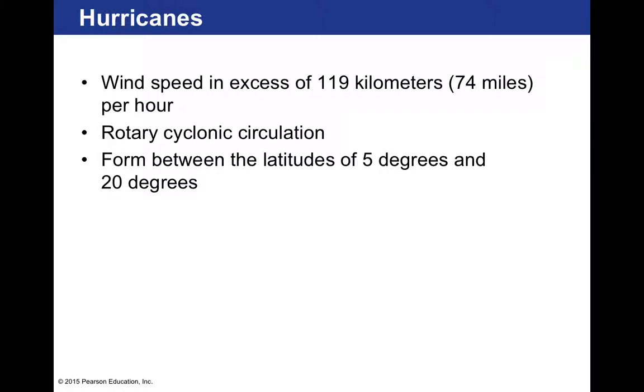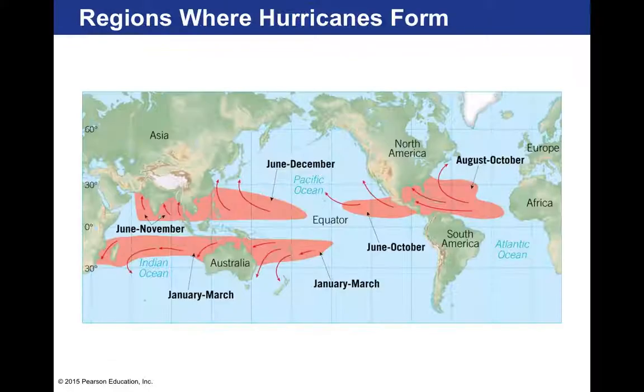This is where wind speeds are in excess of 74 miles per hour. This is a rotating cyclonic circulation, so it's always associated with a low pressure system, and they always tend to form between the latitudes of 5 to 20 degrees.